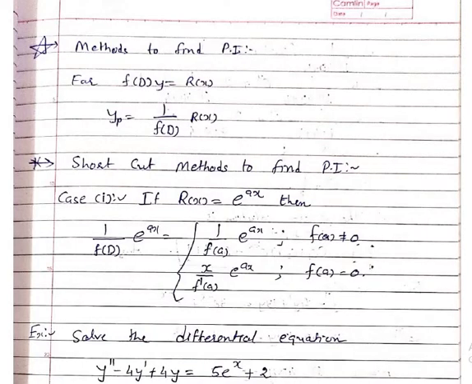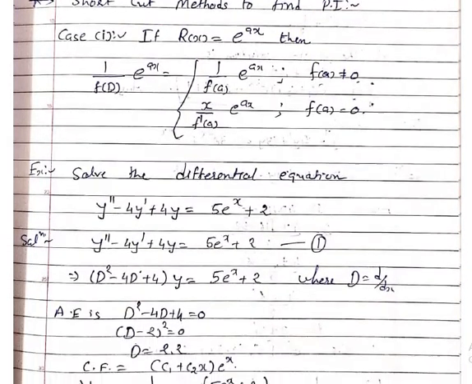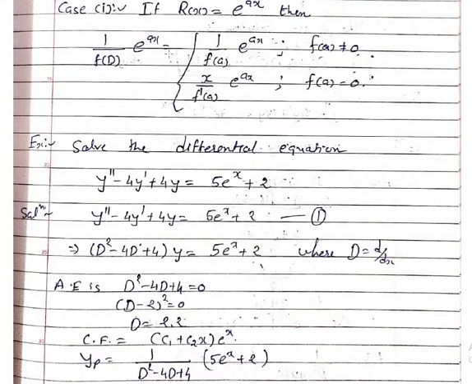Now there are shortcut methods to find PI. First one: if r(x) is equal to e raised to ax, that means the function is e raised to ax, then 1 upon f(D) of e raised to ax is equal to 1 upon f(a) e raised to ax if f(a) is not equal to 0, and x upon f dash of a e raised to ax if f(a) is equal to 0.